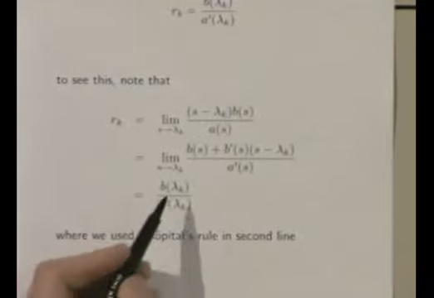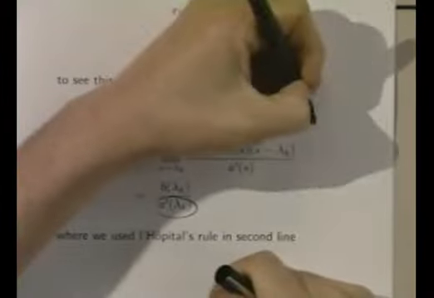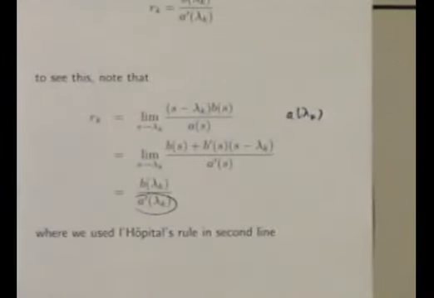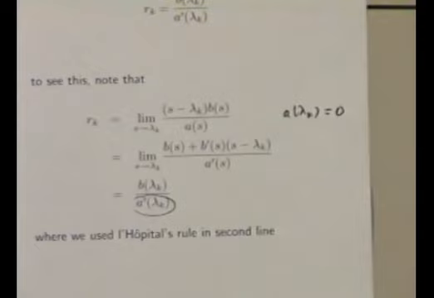Now, by the way, what if a prime of lambda k were 0? What would that mean? I mean, aside from the fact that this formula would then be a little bit problematic. But what does it mean if a prime of lambda k is 0 in terms of the original, right? So what's a of lambda k? Lambda k is a pole of b over a. So what's a of lambda k? It's 0, okay? And if I told you that a prime of lambda k was also 0, what would that mean?